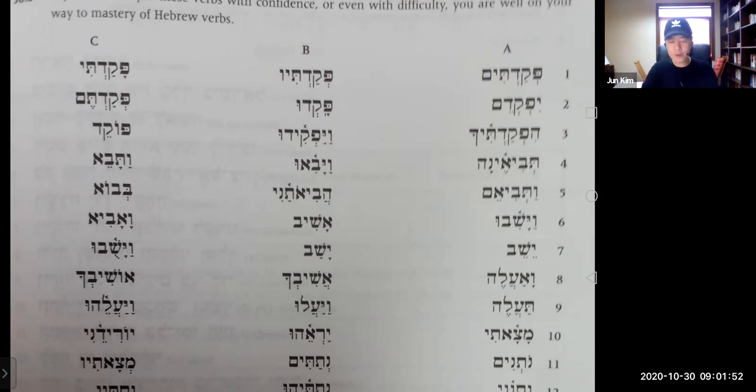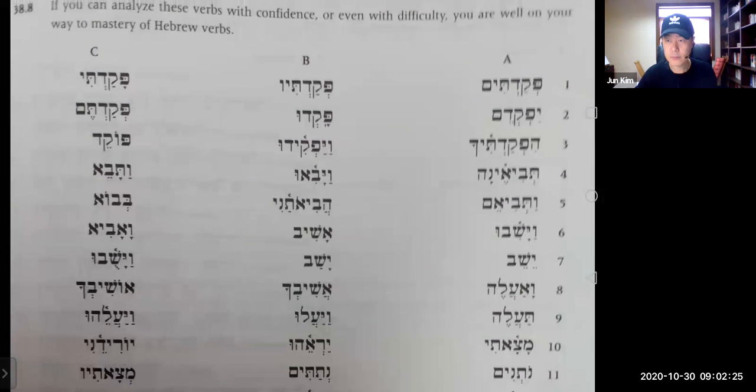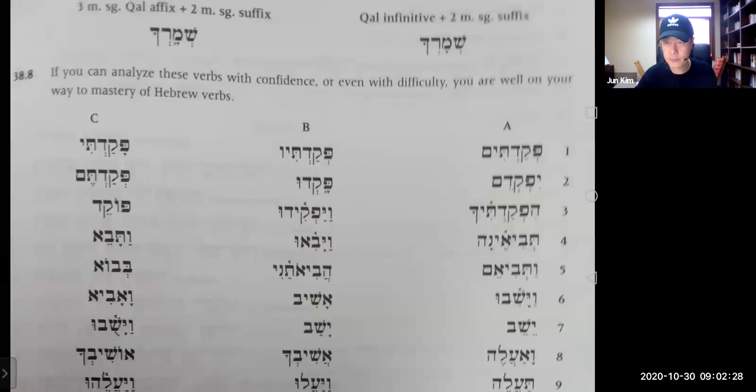So I want you to analyze it and let us know the stem, the form, and PGN, and special feature. Do it right now. You can use your verb chart. I will give you just 3 minutes.